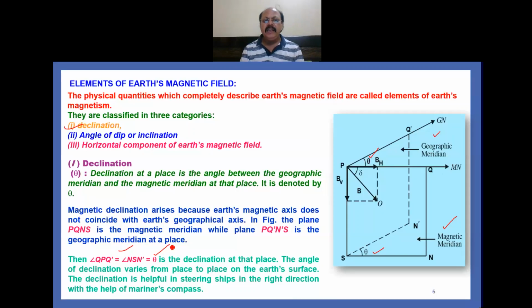So the angle of declination varies from place to place on the Earth's surface, and this declination is very helpful in steering ships in the right direction with the help of a mariner's compass. You have heard that in ancient times, the merchants used the compass in their ships for finding the correct direction. So they are actually finding the magnetic declination.